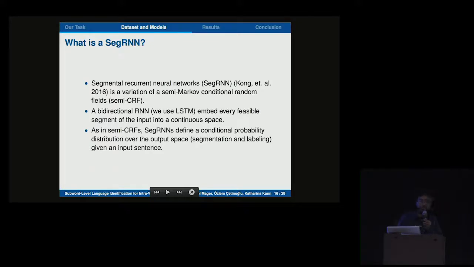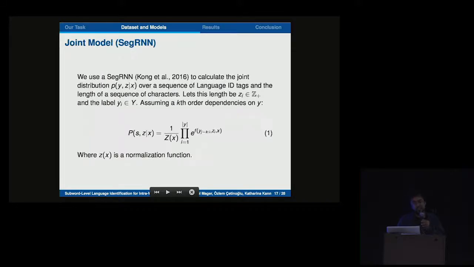The segmental recurrent neural network is a variation of a semi-Markov conditional random field. It uses a bidirectional RNN. In our case, we use an LSTM that embeds every feasible segment of the input into a continuous space. And as it is a semi-CRF, a segmental RNN defines a conditional probability distribution over the output space, in our case segmentation and labeling, given the input sequence.